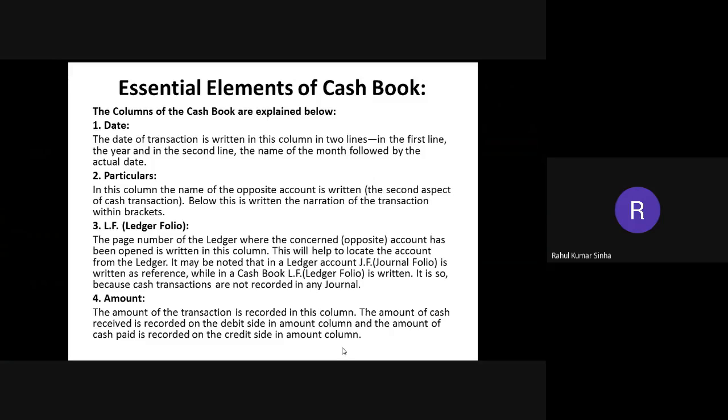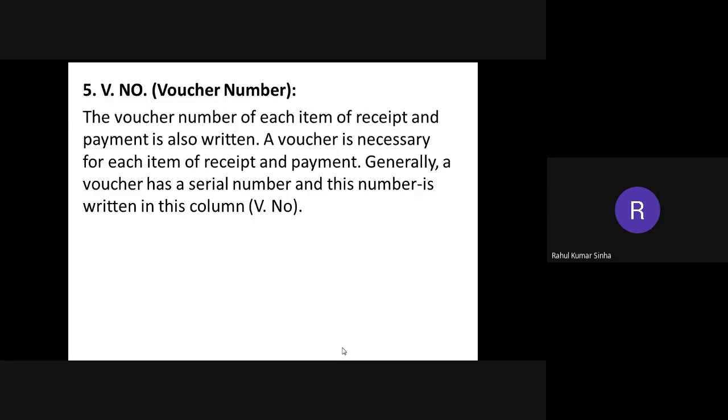Essential elements of cash book, you know that every account is having some format. So cash book is having the format. The columns you will find in the cash book, the first column is of date, in which you write the date of that particular transactions. In particulars, you write the opposite account, the name of opposite account. Ledger folio, the page number of the ledger is written there. Amount, the amount of the transaction is written there. And the voucher number, it means it will provide you the serial number with which you can verify your transaction.